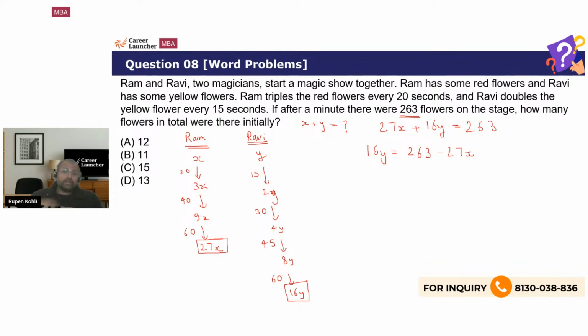मतलब x को डालो 1, 2, 3, ... जब तक कि you reach somewhere that you can say is a multiple of 16. Right, 16y is 263 minus 27x. So just keep on doing this. What is 263 minus 27 into 1? That is 236, which is not a multiple of 16. 263 minus 27 into 2, which is 54, is 209.